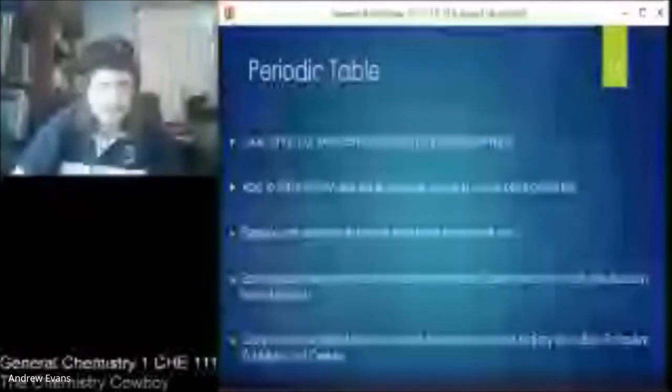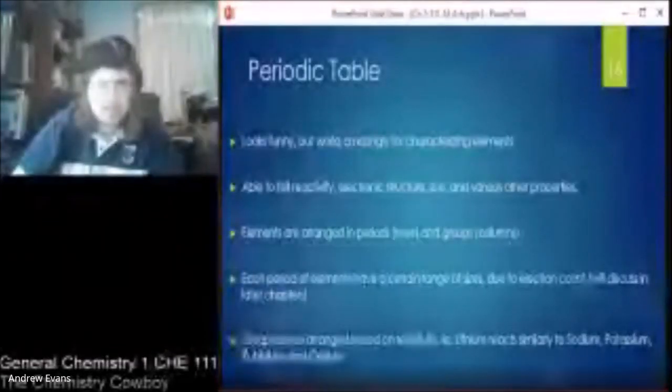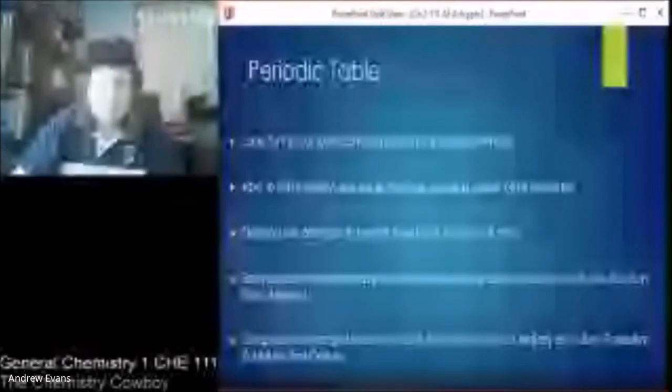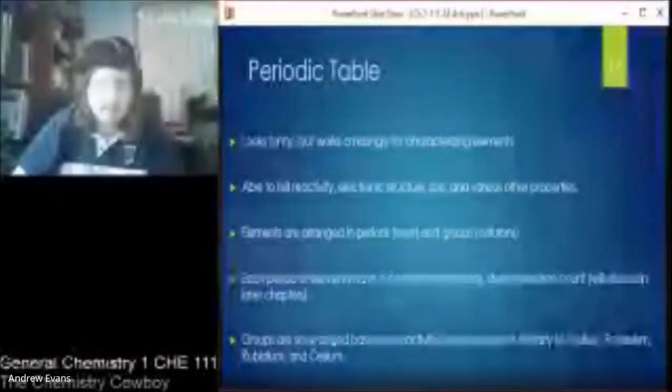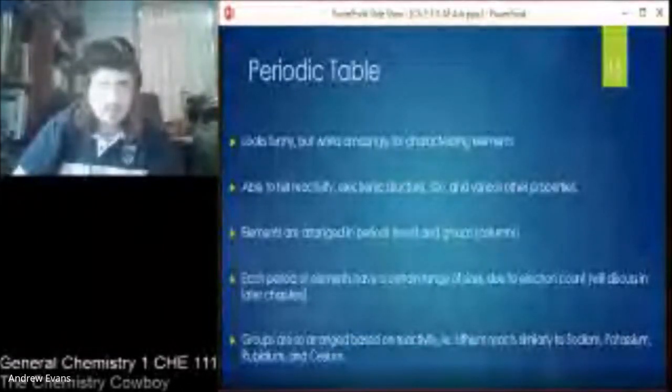Then as we change groups, properties change based on reactivity. Like lithium will react similar to sodium, which will act similar to potassium, rubidium, and cesium, which are all right over top of each other in the periodic table. They all have one valence electron. They all will react with water to form hydrogen gas and produce a lot of heat in the process. So much so that cesium will explode rather violently.